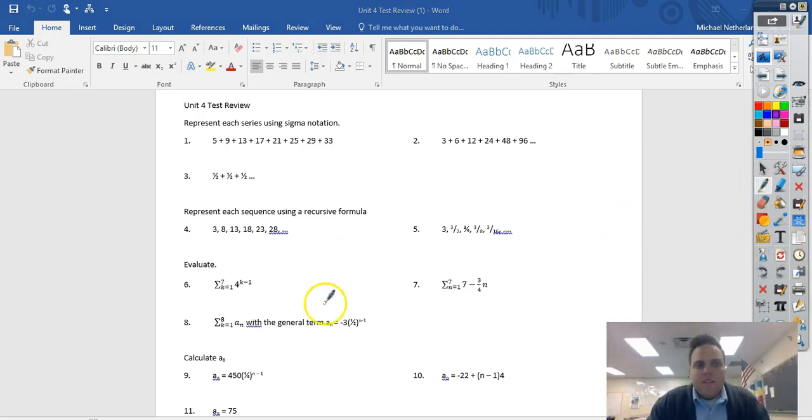Problem 6 says evaluate the sum of 4 raised to the k minus 1 from terms 1 to 7. Alright, so this is a geometric situation because I have a variable minus 1, so I know it's geometric. Okay. And then I should remember that the geometric finite sum is S sub n is equal to the first term. Okay, so we need the first term. So let's plug in a 1 here.